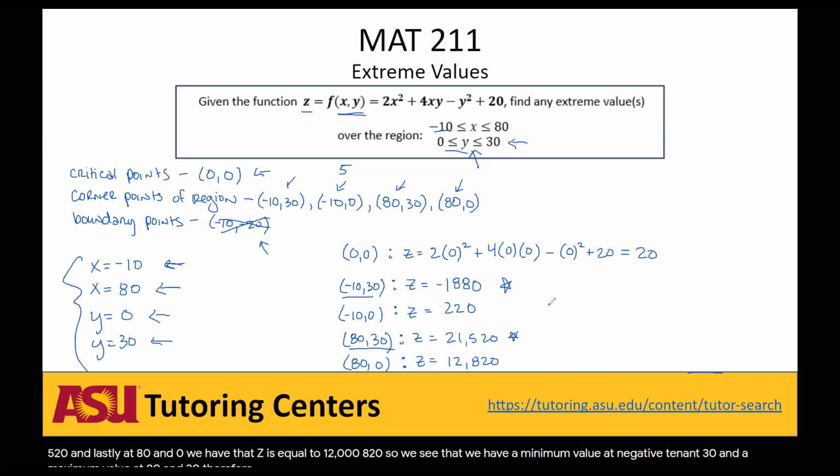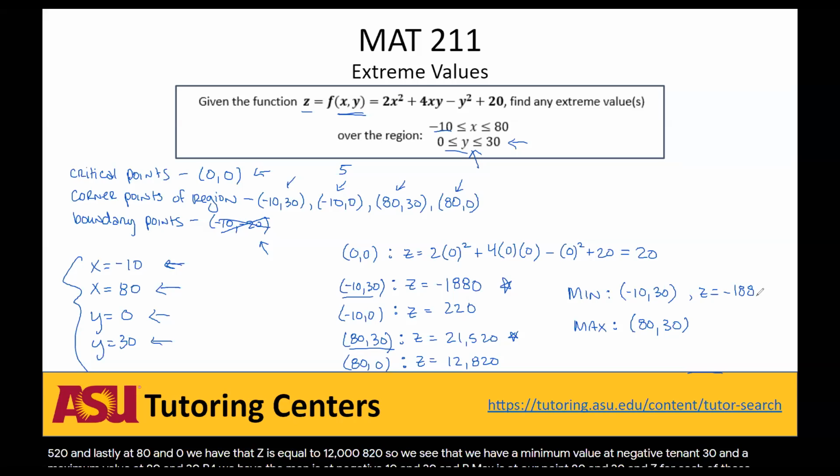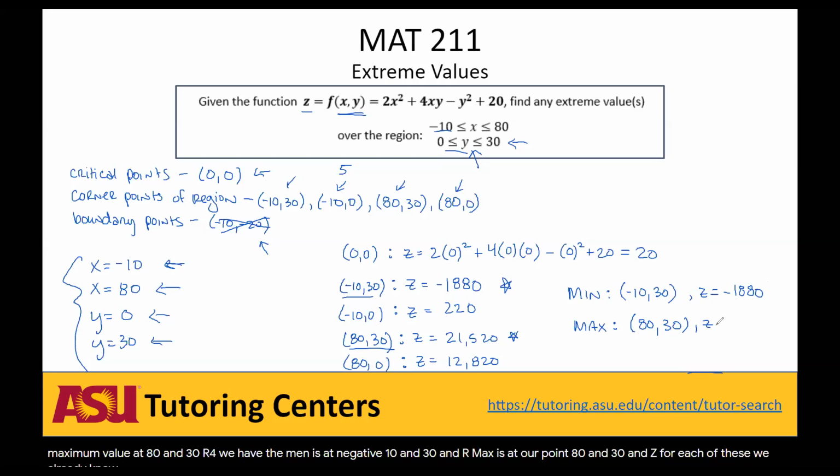So therefore, we have the min is at negative 10 and 30, and our max is at our point 80 and 30. And z for each of these, we already know. Great. So that is our solution.